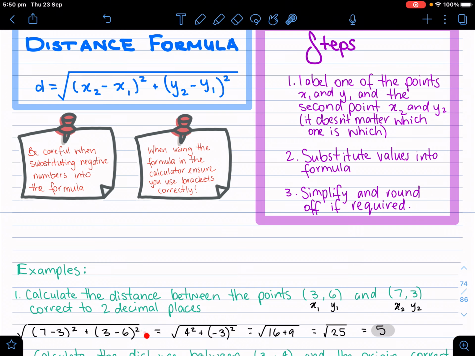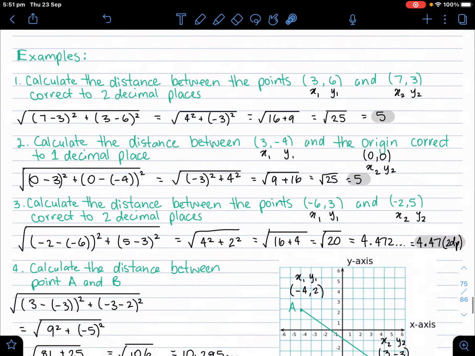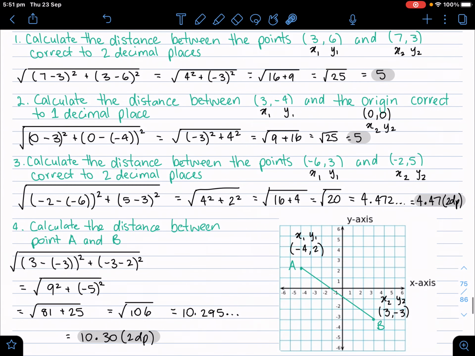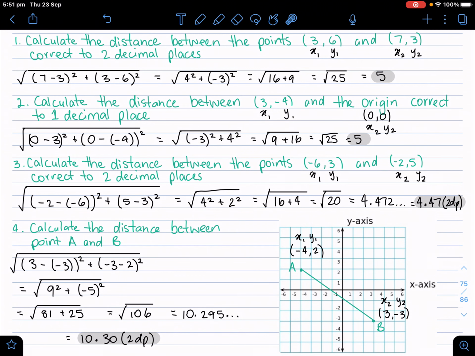But if you type all of this in the calculator, you'd get the same answer as well. Let's do a few more examples. Let's look at example 2. So example 2 says again, calculate the distance between a point and the origin, correct to 1 decimal place.